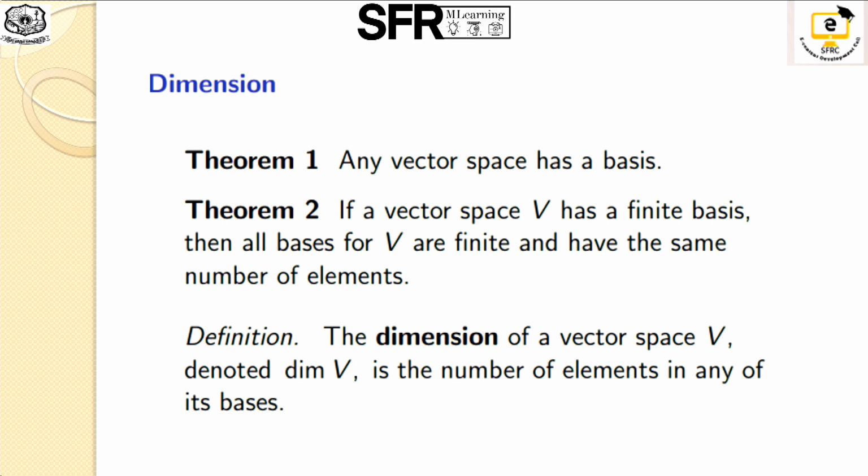Therefore, more than one basis is available for a vector space, but the number of elements in each and every basis is unique. That number represents the dimension of a vector space. For this, let us take the dimension of V as the number of elements of any basis. The definition of dimension of a vector space is the number of elements in any basis.